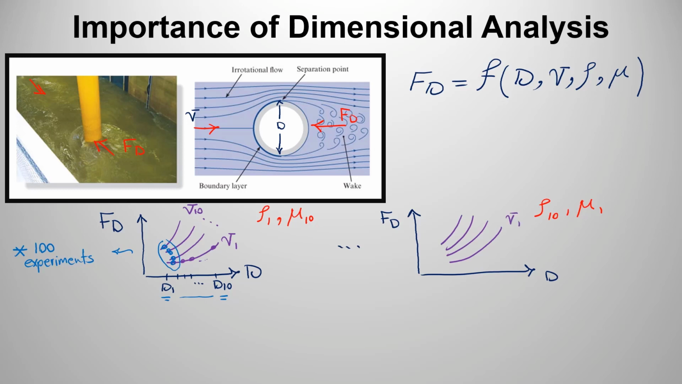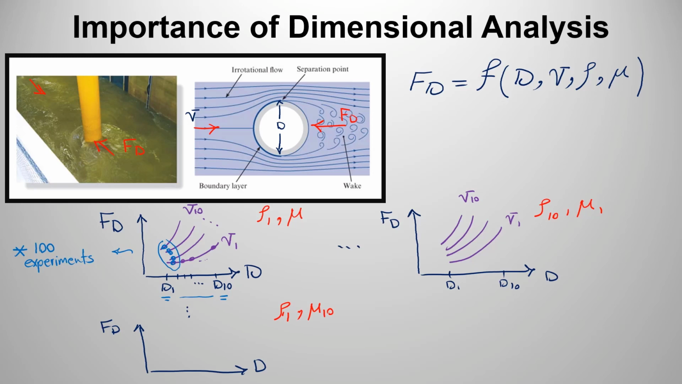Again, this is velocity 1 all the way to velocity 10, and again you get D1 all the way to D10, the same thing, right? Then you are going to do the same thing over here, but this time, this is D, this is F_D. You're going to keep the density, rho, the same, but change the viscosity 10 times, right?